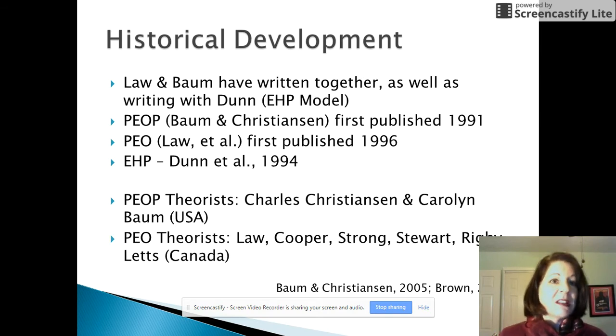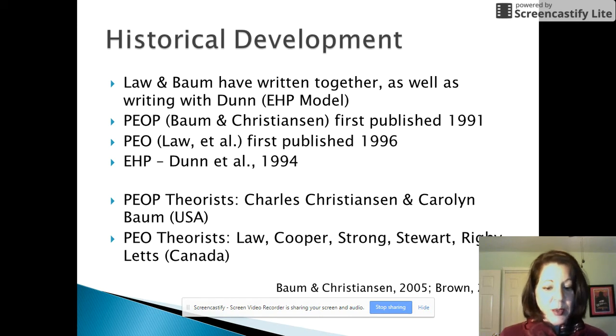So interestingly, to make matters even more confusing, Law from the PEO and Baum from the PEOP have written together, and they've also written with Dunn from the EHP model. Christensen and Baum first published their model in 1991, and PEO first came out in 1996. And the interesting thing about PEO is that it was always intended to be a companion model to the CMOP. So that was always embedded in it.